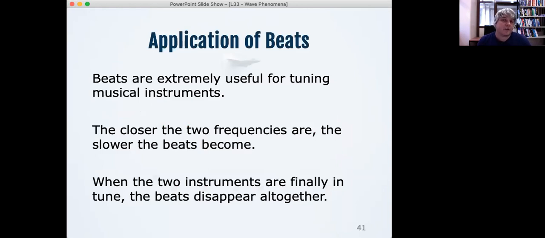And it's very useful for tuning musical instruments, because if the two frequencies are close, then there'll be beats. As they get closer, as you tune the instrument and get them closer, the beats slow down even more, because it now takes more wavelengths for them to get out of phase. So that means the beat takes longer to drop to nothing and then back to maximum. And when you finally get them perfectly in tune, the beats disappear because they now can just stay in phase the whole time. So that's what beats are.